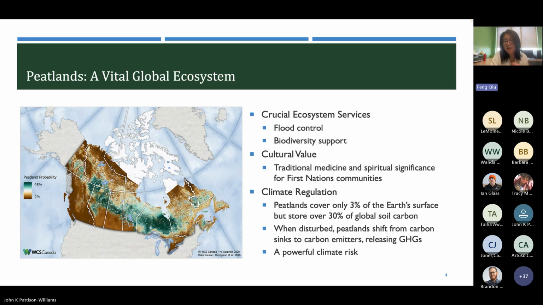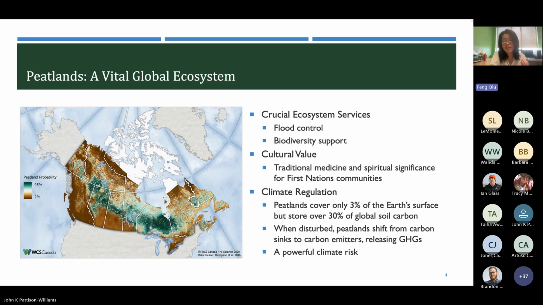But other than that, probably the most critical reason we're talking about peatland today is its climate regulation function. Peatlands make up only about 3% of the Earth's land base. However, they store over 30% of the soil carbon. So they are really critical in terms of climate regulation and dealing with climate risks. So that's the unique part of peatland.